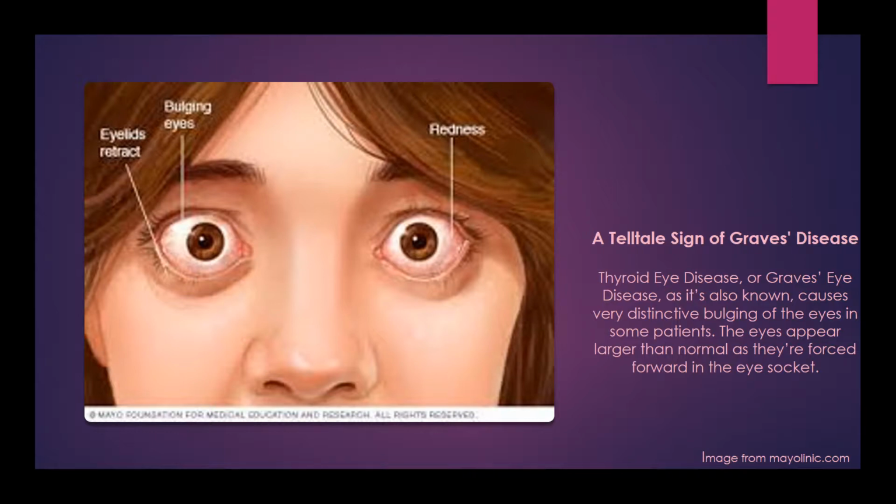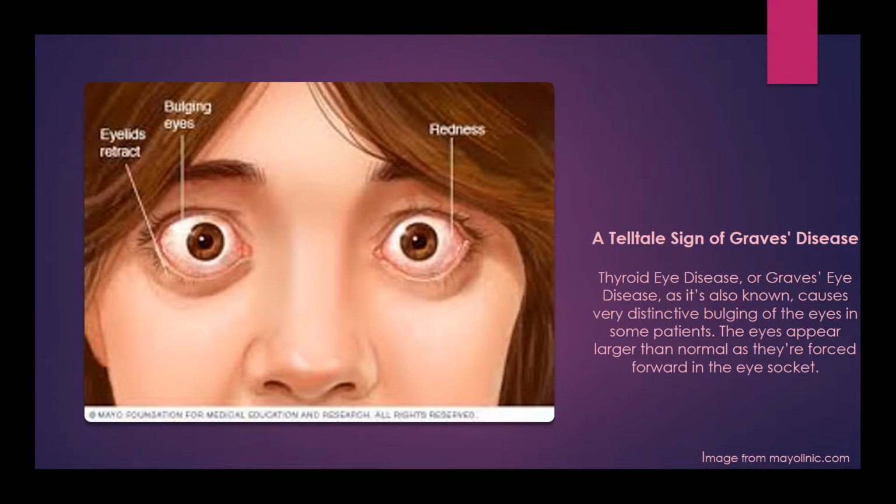A telltale sign of Graves' disease. Thyroid eye disease, or Graves' eye disease as it's also known, causes very distinctive bulging of the eyes in some patients. The eyes appear larger than normal as they're forced forward in the eye socket. I'm unfortunate enough to suffer from a severe case of thyroid eye disease, and as you can see from the picture, the eyes look huge.